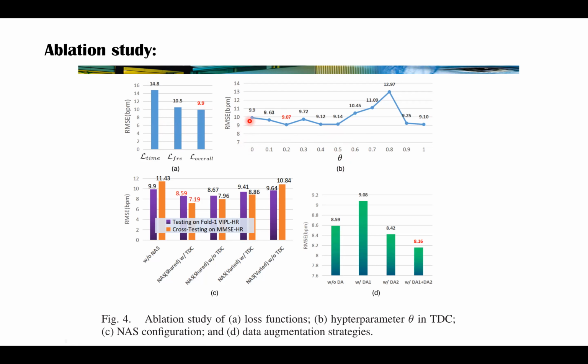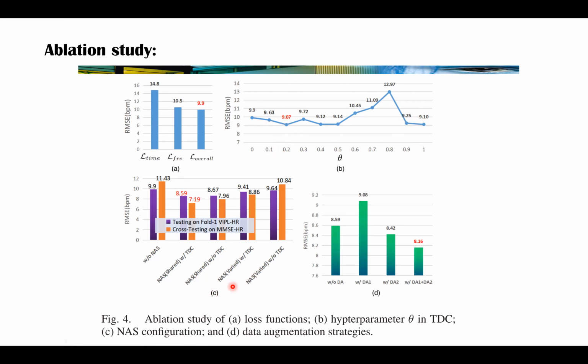The MSE is acceptable, but using temporal difference convolution, we can see that when theta equals 0.2 and 1, it will get better performance than the original 3D convolution. That's why we choose these two candidates into our operator space for architecture search.